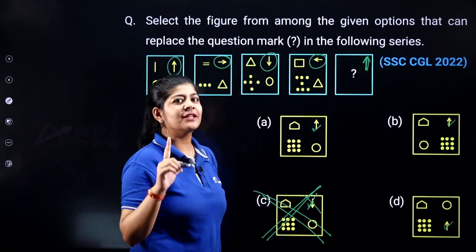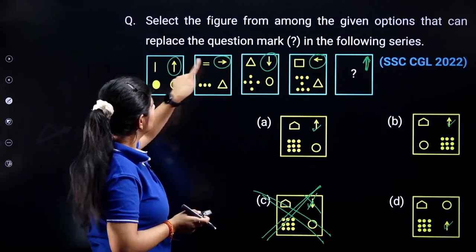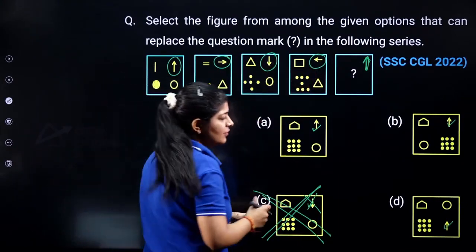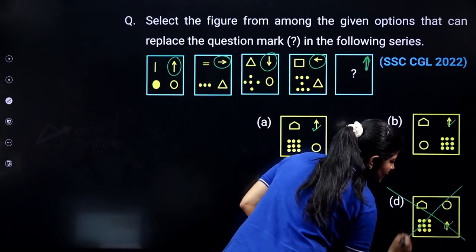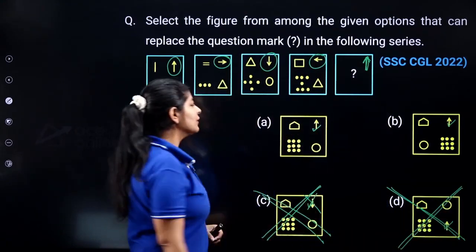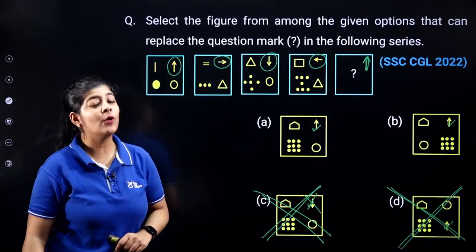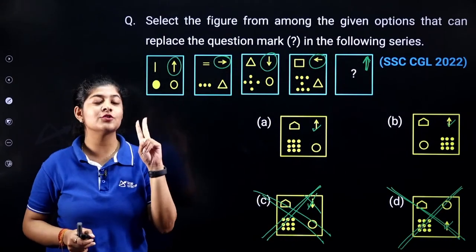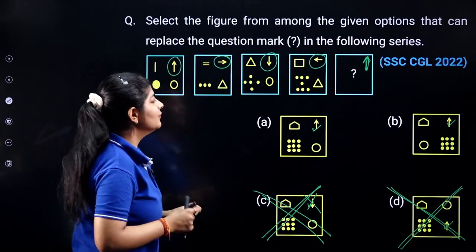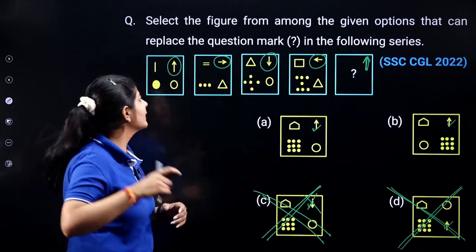Now just simply check the position of the arrow. This remains same. So we can eliminate this option as well. So out of 4 options, 2 options are already eliminated. Now we are left with just 2 options. Okay. Now focus on the rest figures.